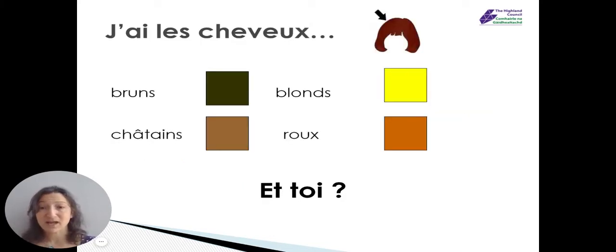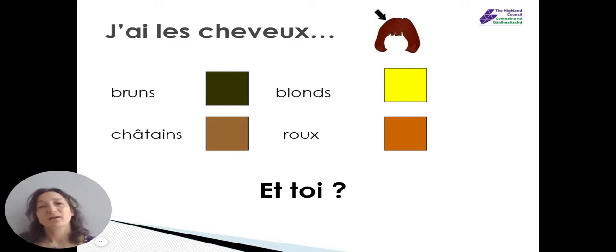Okay, let's move on to hair. J'ai les cheveux, les cheveux. Notice it's les because you don't just have one single strand of hair, you have lots of hair. J'ai les cheveux. And let's look at the colours. So, j'ai les cheveux bruns, brun. When we're looking at hair, brun is actually black. Don't ask me why, that's just the way it is. J'ai les cheveux châtains. So, châtain is the word that we use for brown. Okay.